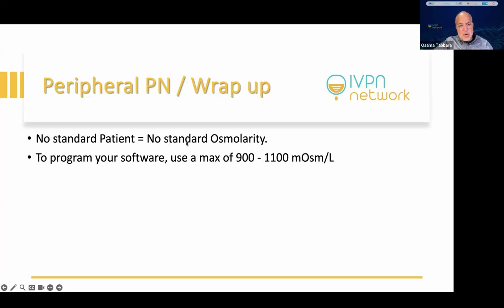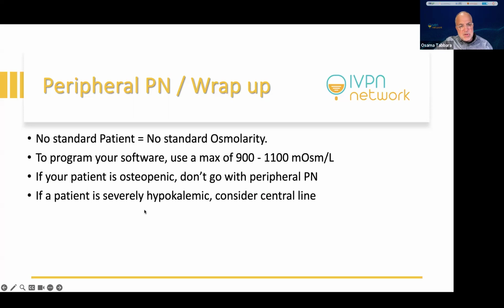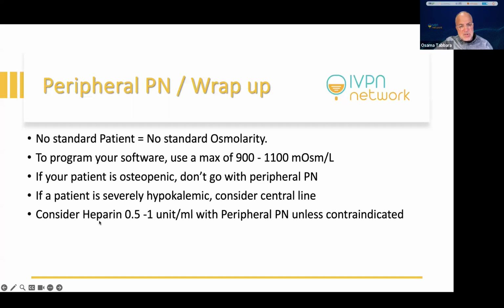We have to always assess properly and give the TPN accordingly. To program your software, we have to use numbers, and we use a maximum of 900 for adults and 1100 for neonates and 10% for pediatrics, which is 1000 milliosmolar per liter. If your patient is osteopenic, don't go with peripheral parenteral nutrition because we need to give a large dose of calcium. If a patient is severely hypokalemic, we consider a central line, and we consider heparin 0.5 to 1 unit per ml with peripheral parenteral nutrition, unless the patient has a very low platelet count or any other contraindication.